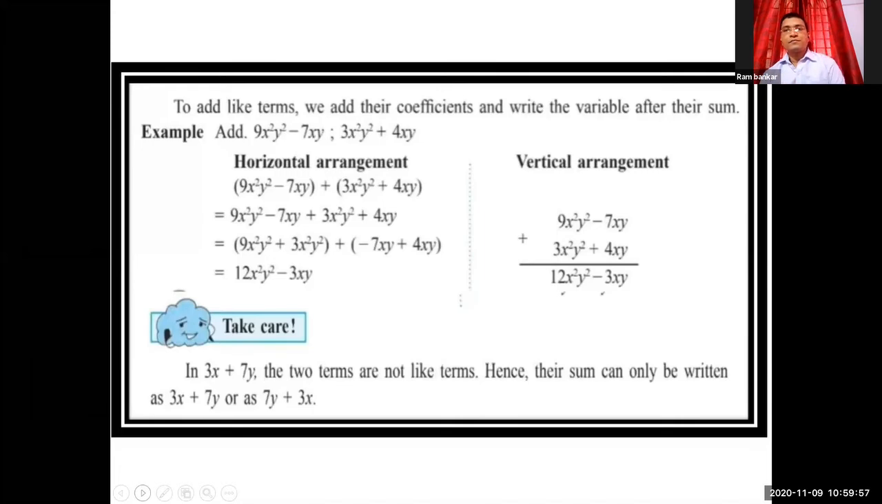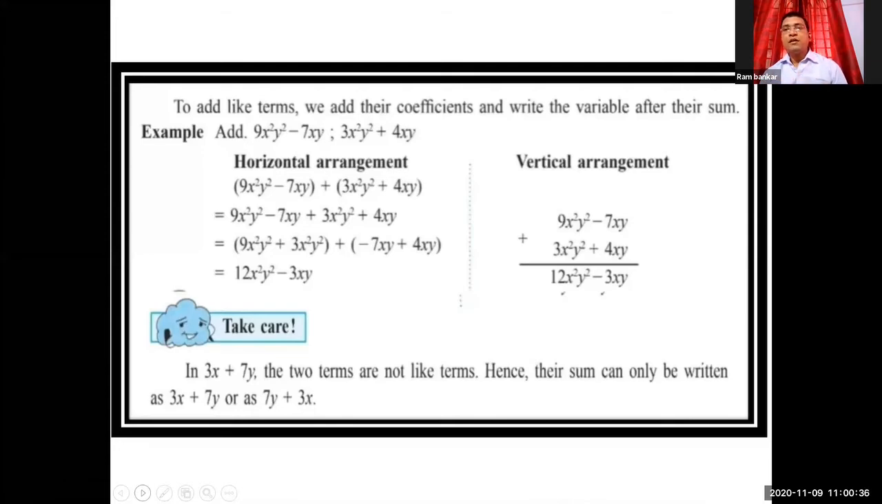Look at the bottom line. Take care. Okay, what do we take care of while doing addition? In 3x plus 7y, the two terms are not like terms. Okay, look at the example given. This is another example. Just consider and give attention in this expression 3x plus 7y. 3x is a different term, 7y is a different term. Okay, this is the algebraic expression. In this, you will see x and y are unlike terms, unlike.